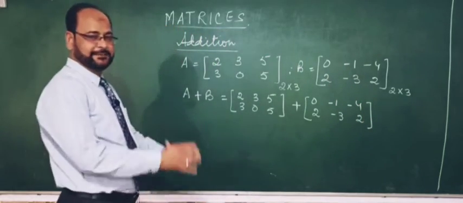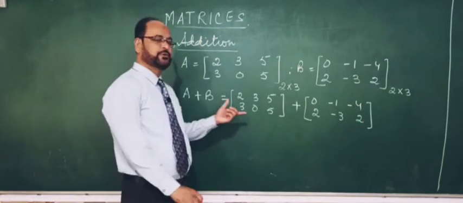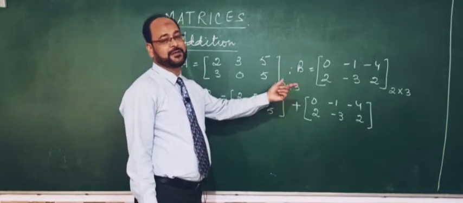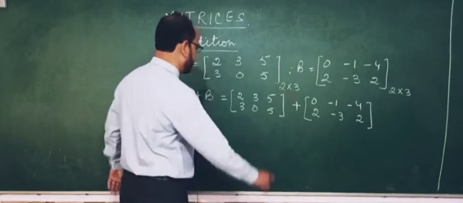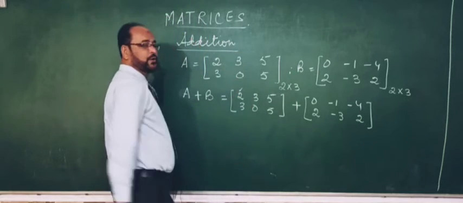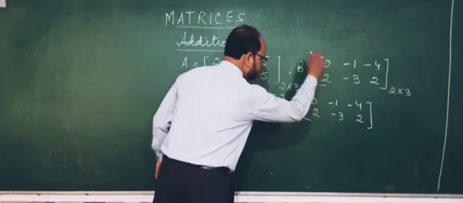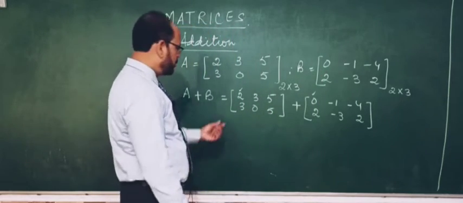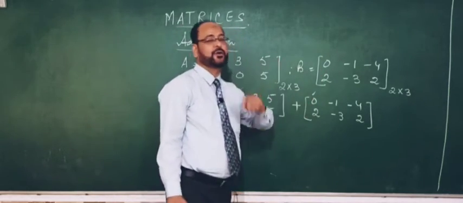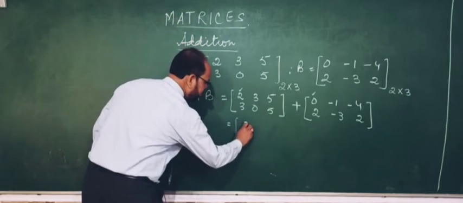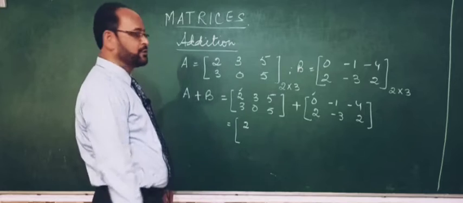Now you want to add them. So what you will do, you will add the corresponding elements of the two matrices. Here the first row first column number is 2 and here the first row first column is 0. So when you add 2 and 0, what will be the sum? 2. So you will write the first entry of the first row as 2.